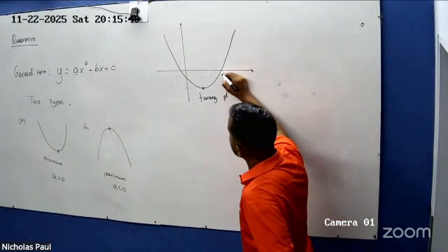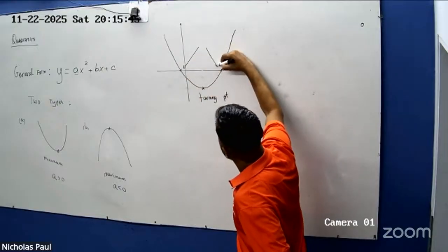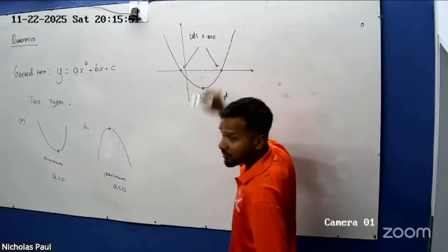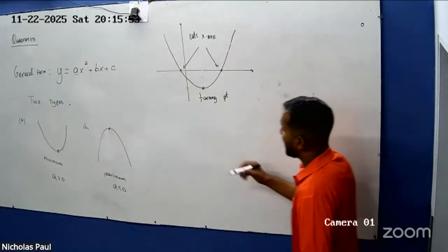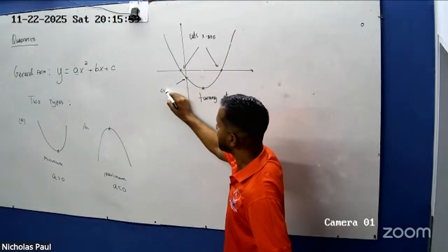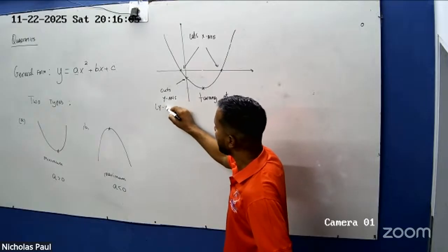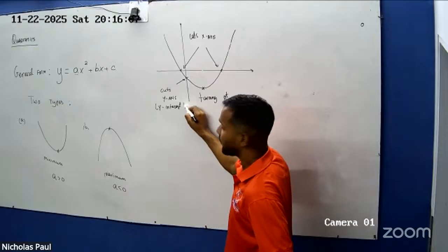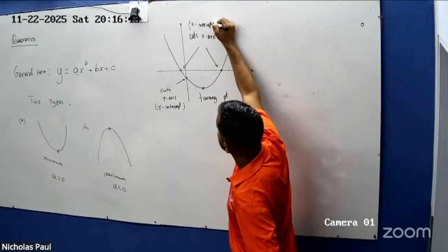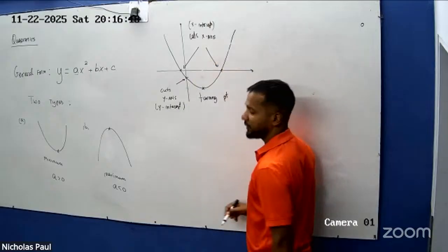Turning point, then we need to get these 2 points here. Those 2 points are where it cuts the x-axis. And lastly, we need to get this special point here where it cuts the y-axis. Right? We call that the y-intercept. Right? We also call these here the x-intercepts. Okay? So I'm going to show you how to get all of them.